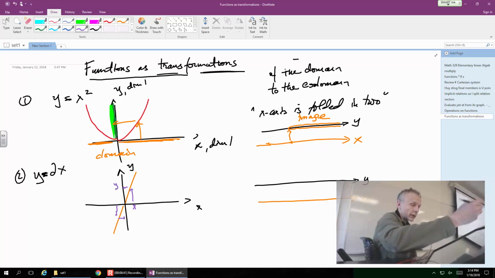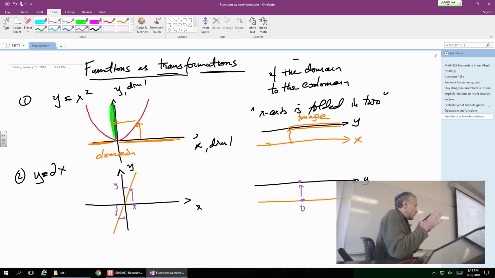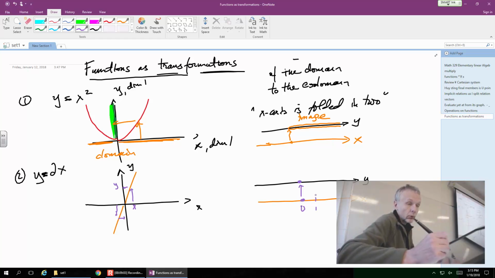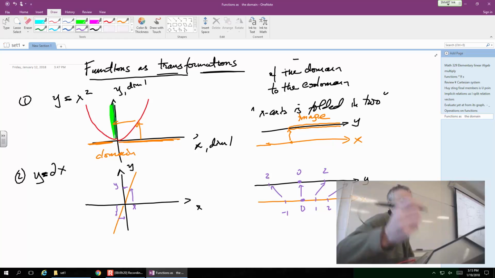So one thing, let me get it started for you. 0 goes to 0. That's always the case with linear functions. Okay, so what else happens? That arrow would be at an angle, right? So for example, 1 will go to 2, like this, right? And 2 goes to 4. So -1, where does it go? -2. Okay, so that's just another diagram, another way to visualize our function.